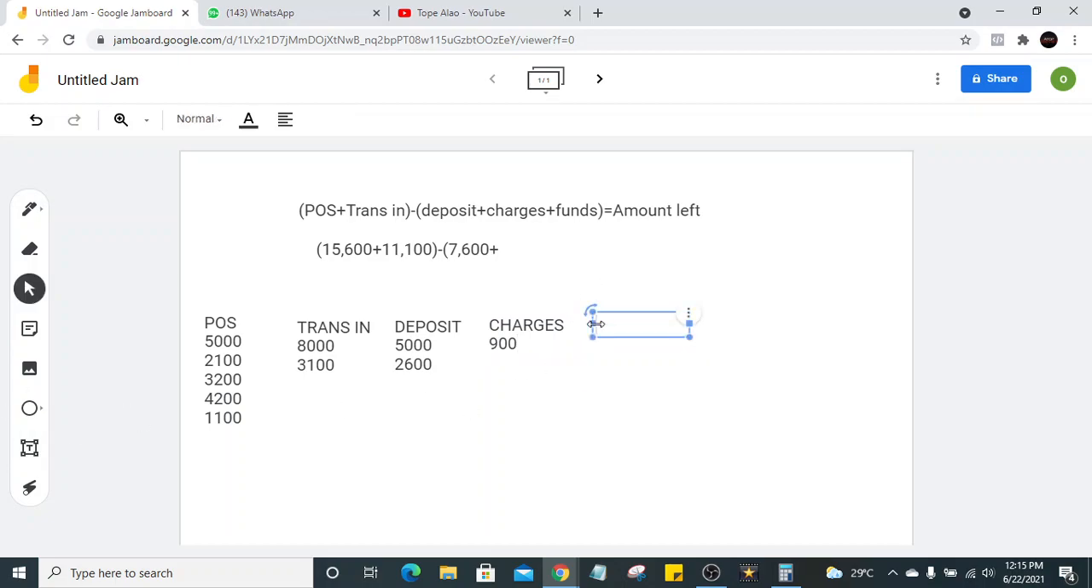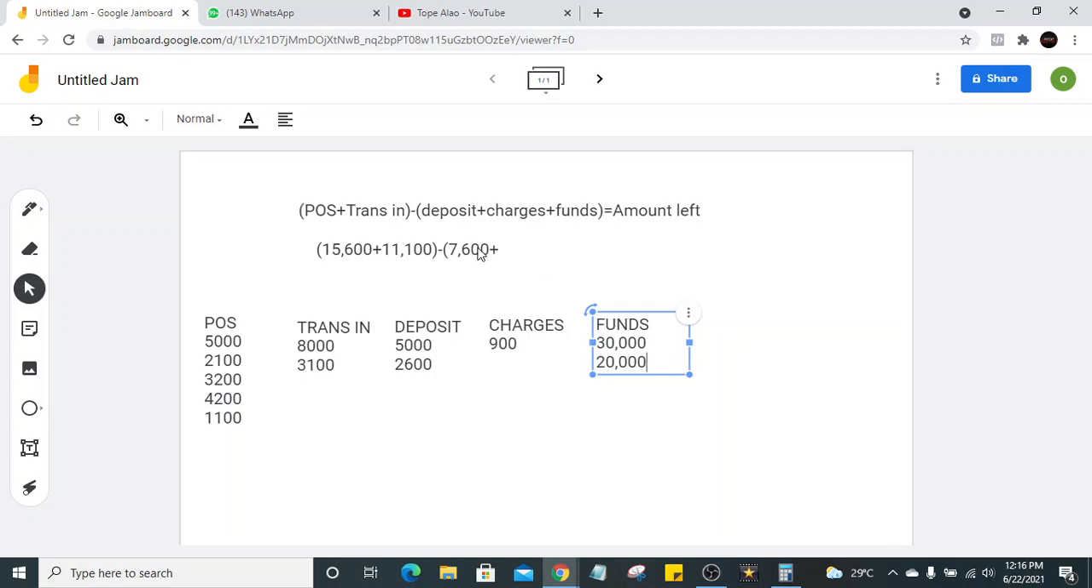So the other part is funds. Funds is the total cash you use to work that day. Let's say in the morning you use 30,000 naira. That's the cash you brought to work. Maybe later on when the money finishes, you go to the bank again to withdraw another 20,000. I'm just trying to make these values very small so that you can understand and follow through. So the total funds will now be 50,000.